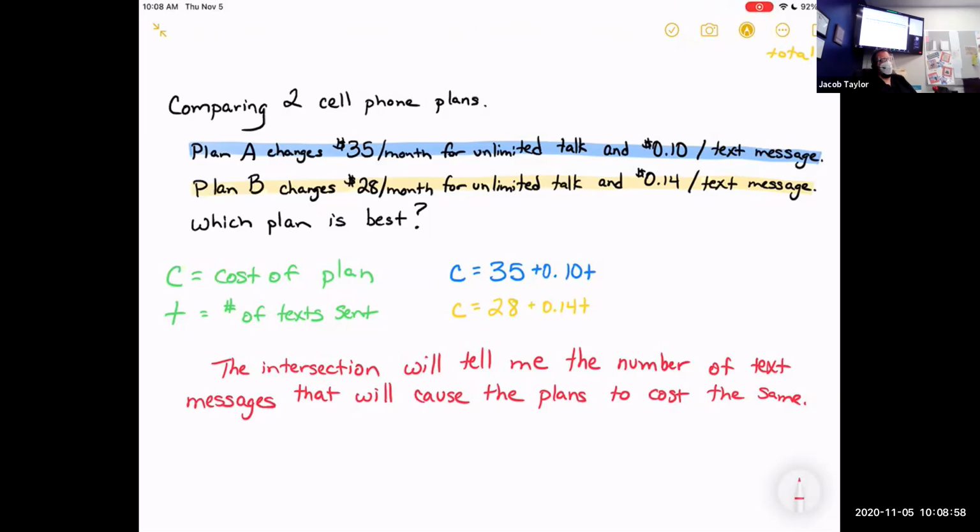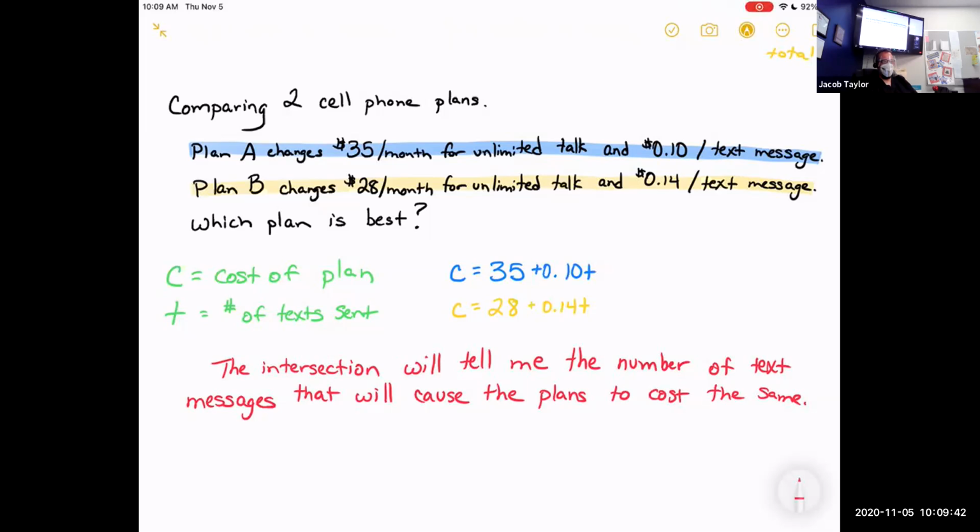What if I'm going to send 10 text messages a month? Well, let's see. Under Plan B, 10 text messages would cost me $1.40. 14 cents times 10 is $1.40. So instead of $28 a month, I would pay $29.40. Still cheaper than Plan A. What if I plan to send 19,000 text messages per month? Then I probably shouldn't own a cell phone because that's going to cost me a lot either way. But Plan A would be cheaper if I'm going to send 19,000 text messages. So somewhere between 10 and 19,000, we go from Plan B being the best to Plan A being the best.